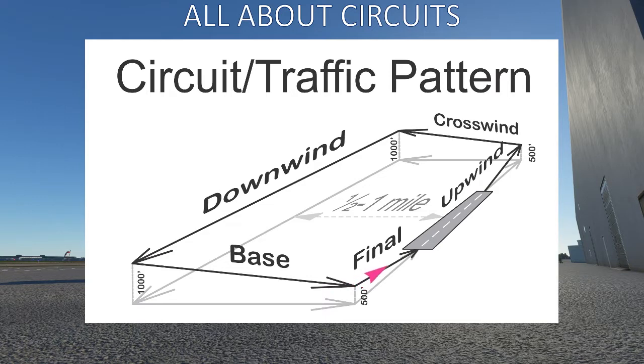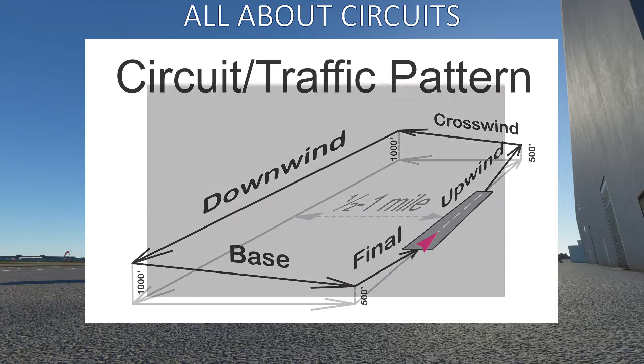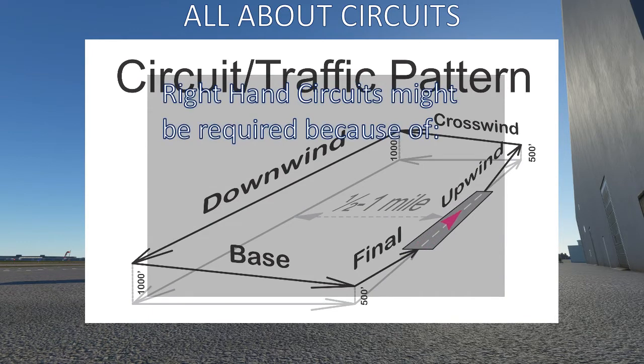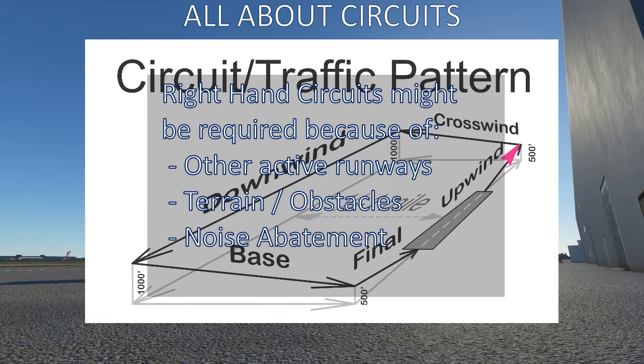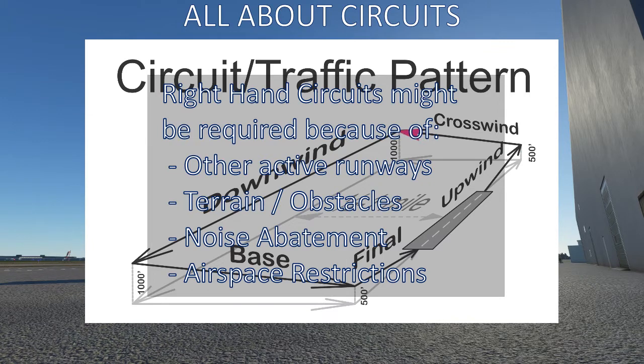Circuit patterns are normally flown left-hand with all left-hand turns. However, sometimes they will be flown right-hand depending on the situation around the airport. Depending on other active runways, terrain, noise abatement, airspace, or any other reason, a certain airport or a certain runway may have right-hand circuits. They are flown exactly the same way, but with all turns right-hand instead of left-hand.